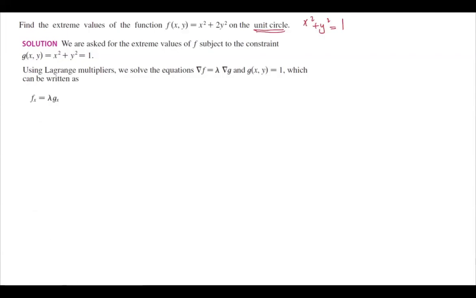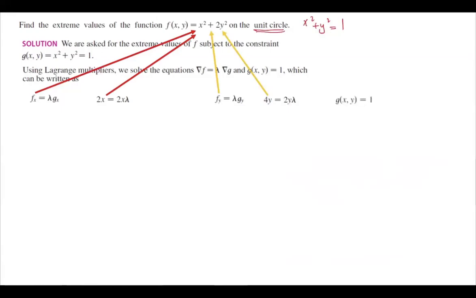Set the partial derivative of f with respect to x equal to lambda times the partial derivative of g with respect to x, which is basically 2x equals 2x lambda. Then the partial derivative of f with respect to y must equal lambda times the partial derivative of g with respect to y. You get 4y equals 2y times lambda. And at the same time, we know that x squared plus y squared is equal to 1, or basically x squared plus y squared minus 1 equals 0 as well.